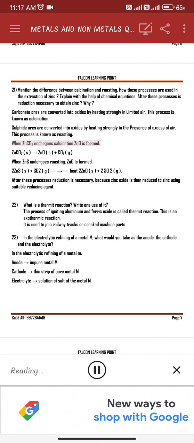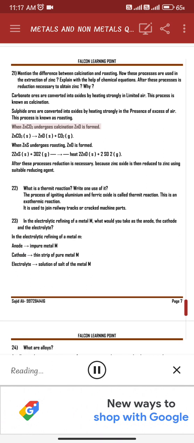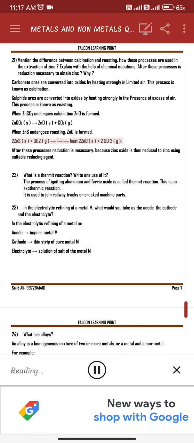When ZnCO3 undergoes calcination, ZnO is formed. ZnCO3(s) → ZnO(s) + CO2(g). When ZnS undergoes roasting, ZnO is formed. 2ZnS(s) + 3O2(g) → (heat) 2ZnO(s) + 2SO2(g). After these processes, reduction is necessary, because zinc oxide is then reduced to zinc using a suitable reducing agent.